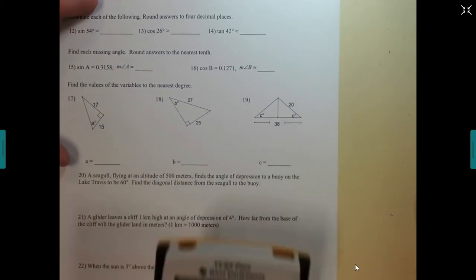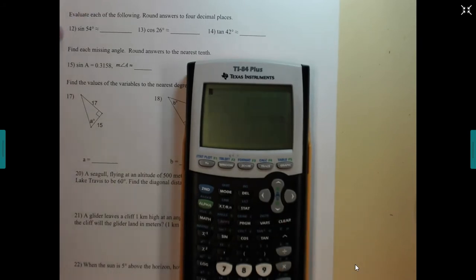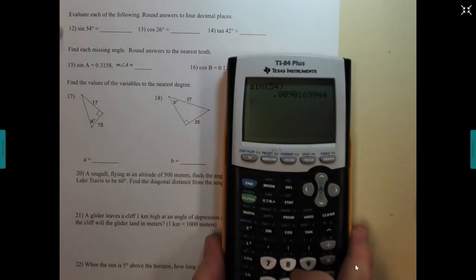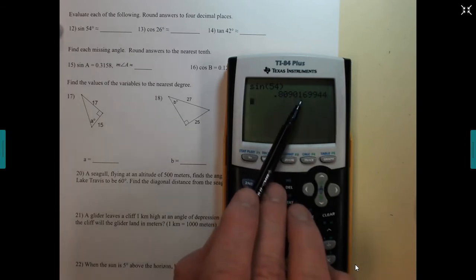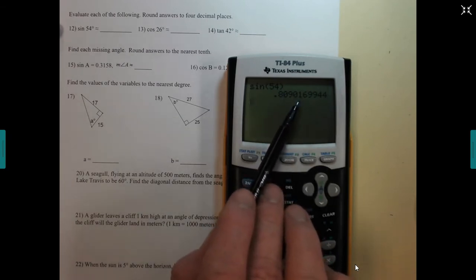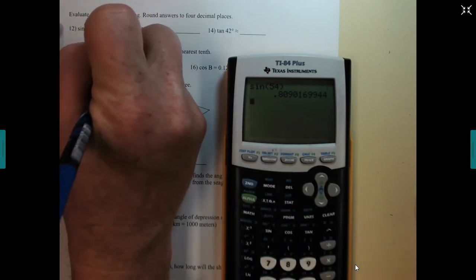All right, here we go with trig. Here comes my calculator. It's calculator fun time. They want us to evaluate sine 54. They want me to round to the 4th decimal place. 4th decimal place is that second 0. Look to the number to the right. That number is 4 or lower, so I'm going to stick with 0.8090.